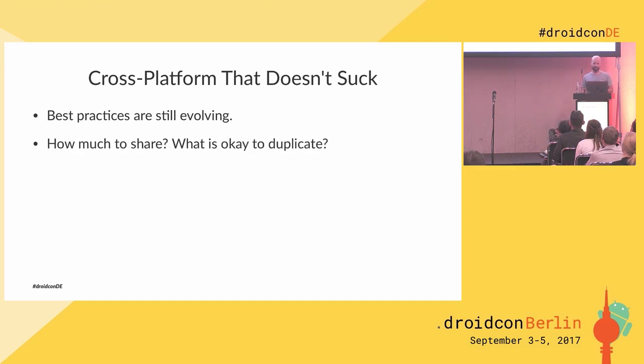So yeah, how much stuff to share, what's okay to duplicate, these are all, I still think for the most part, open questions. You can find a lot of blog posts out there doing their best to guide you in that, but yeah, it's still evolving. And then my advice would be to stick to native code where you need it, especially if you've got an existing app with a bunch of well-tested native code. As I said, you can call back and forth between them as necessary.